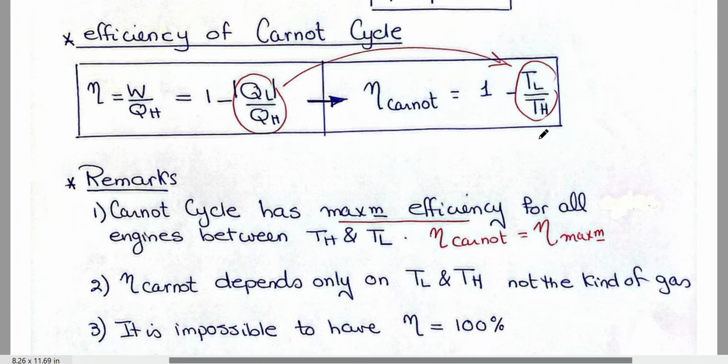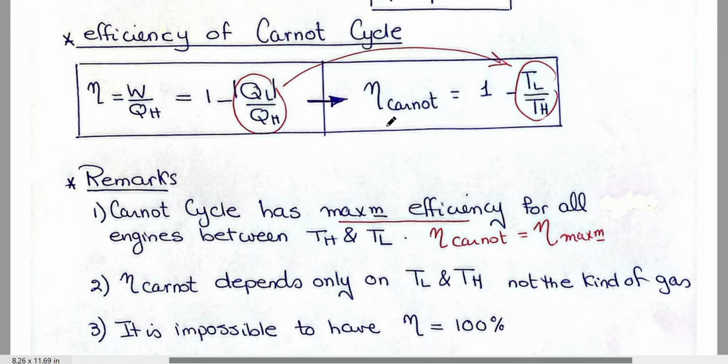I have some remarks about the Carnot cycle. The first remark is that the efficiency of Carnot is the maximum efficiency possible between two temperatures TH and TL. Also, the efficiency of Carnot depends only on TL and TH and not on the kind of gas. Number three, it is impossible to have an efficiency of 100%.